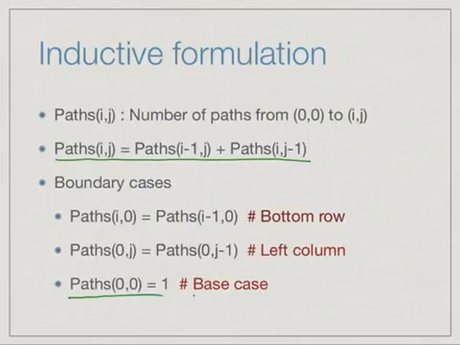And if we are now moving along the left column, then there are no paths coming from its left because we are already on the leftmost column. So all the paths to (0, j) must be extensions of paths which have come from below, to (0, j minus 1). Similarly, if we are in the bottom row, there is no way to come from below because we are already on the lowest set of roads. So paths to (i, 0) can only come from the left, from paths (i minus 1, 0).